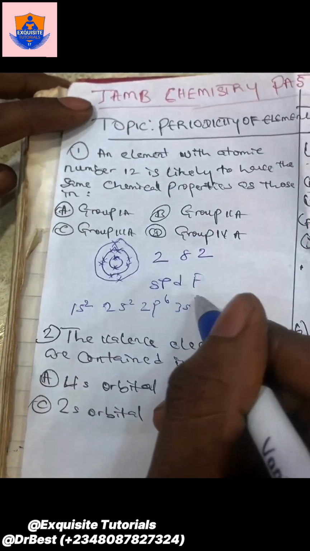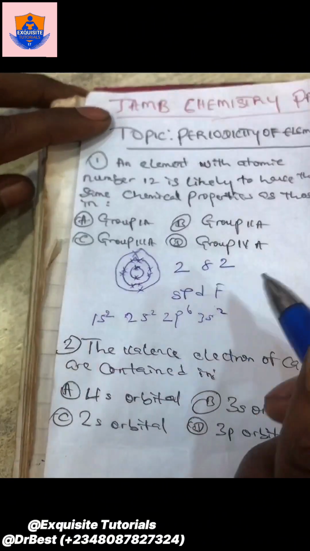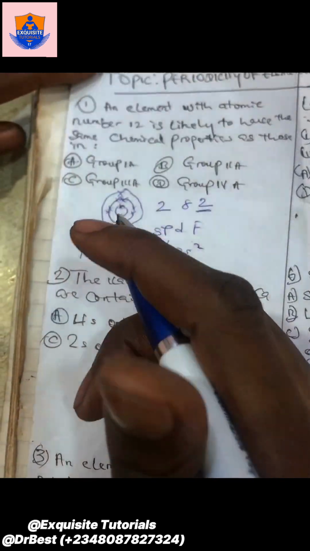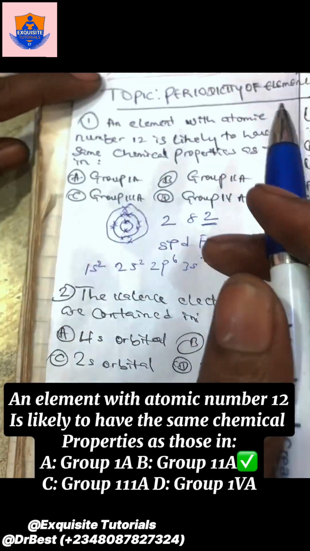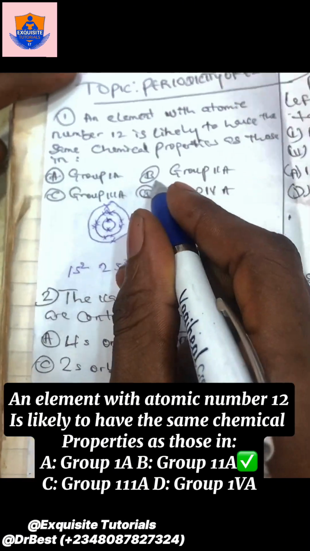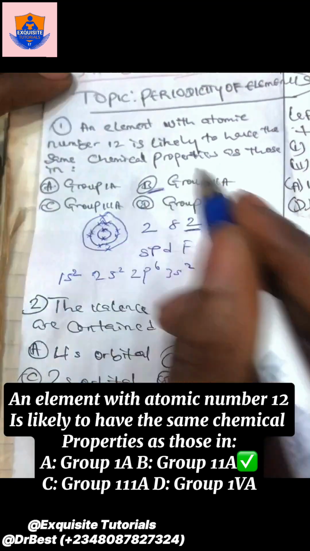This lets you know that this element belongs to group 2. Now, all elements in the same group have the same chemical properties, so it's going to have the same chemical properties as every other element in group 2. So the answer is B.